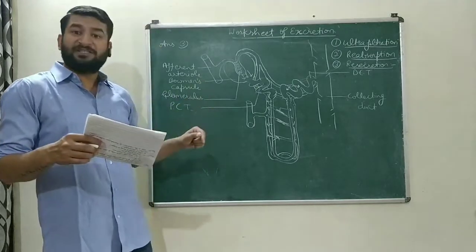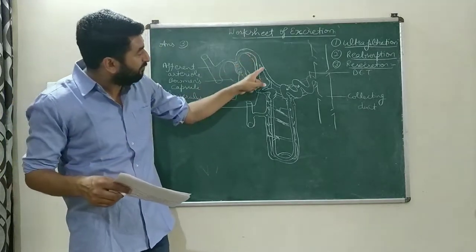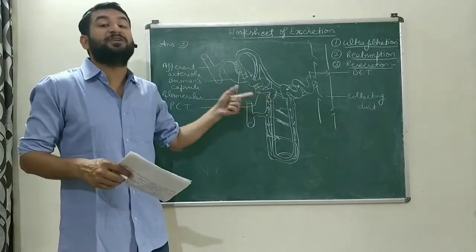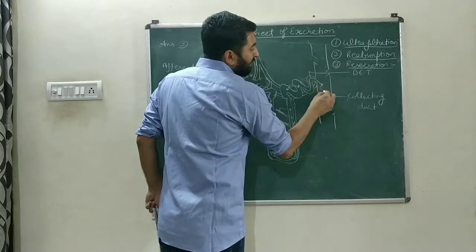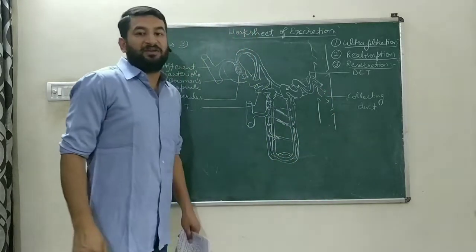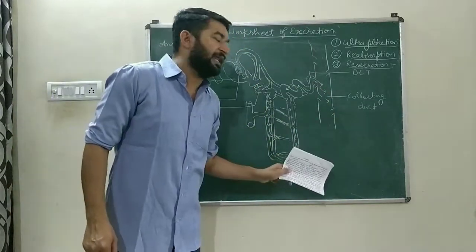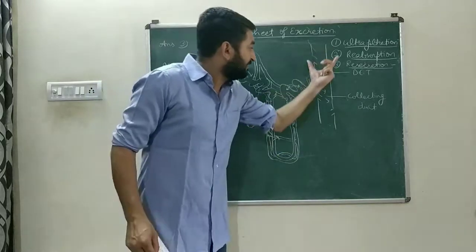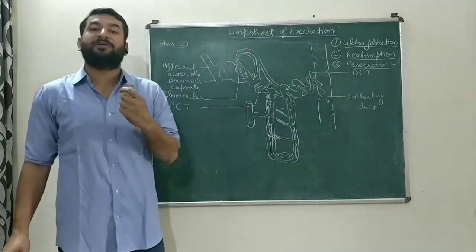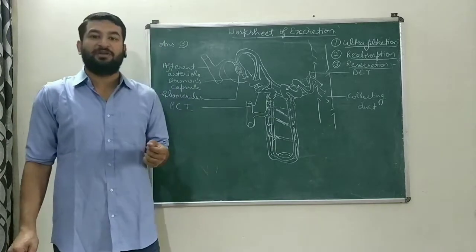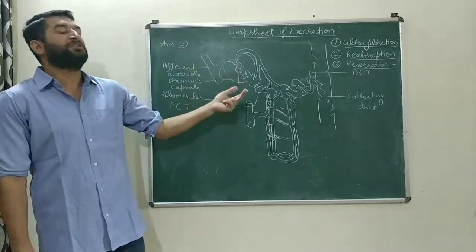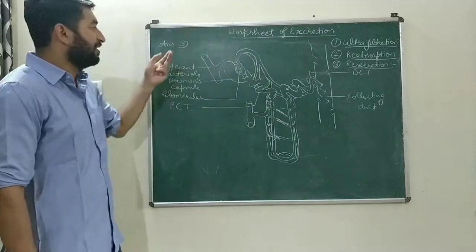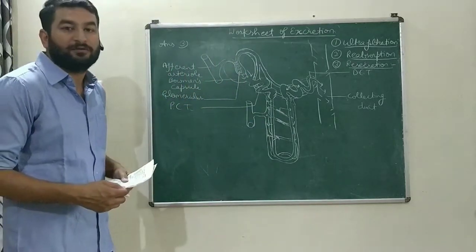So these are the waste products which are still present in that blood, and those are to be secreted into the tubular part so that the tubular part contains it and then ultimately discharges it into the collecting duct. Multiple collecting ducts join together to form ureter, and ureter will carry the urine from kidneys to the urinary bladder. So that's how urine formation takes place, and this is the structure and working of nephron.